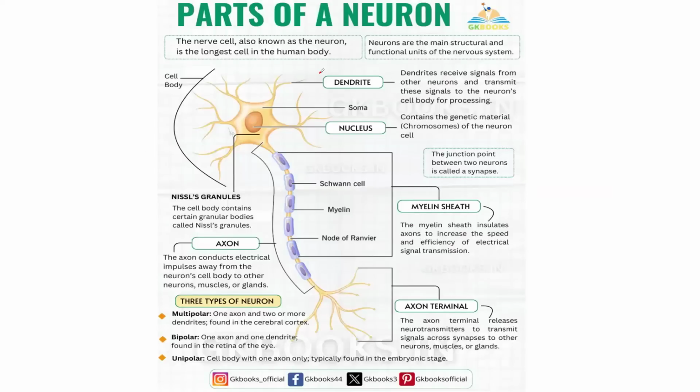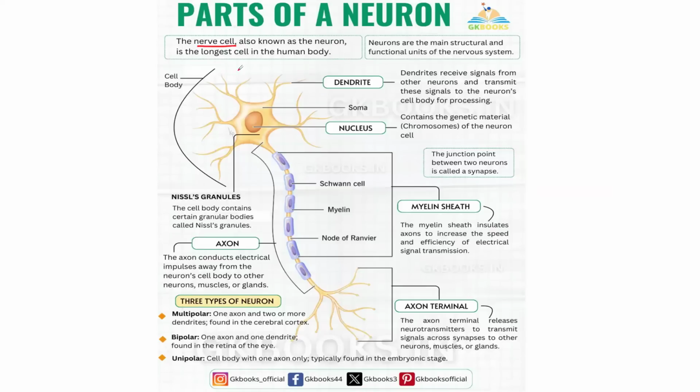For further explanation, you can see clearly here that the nerve cells are known as the neurons. Nerve cells are also called neurons.